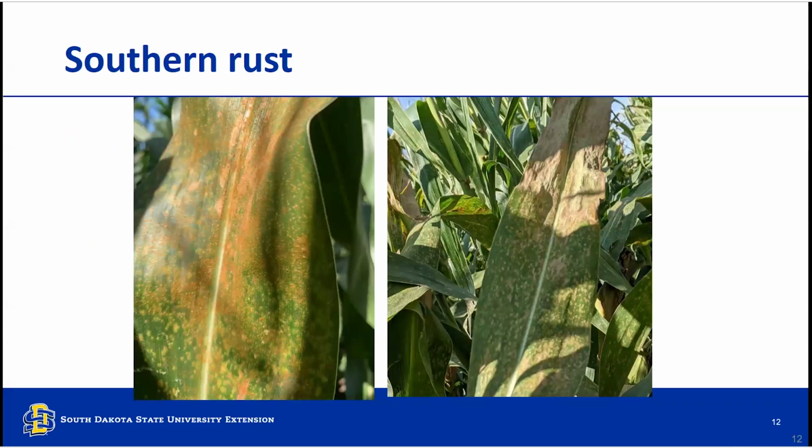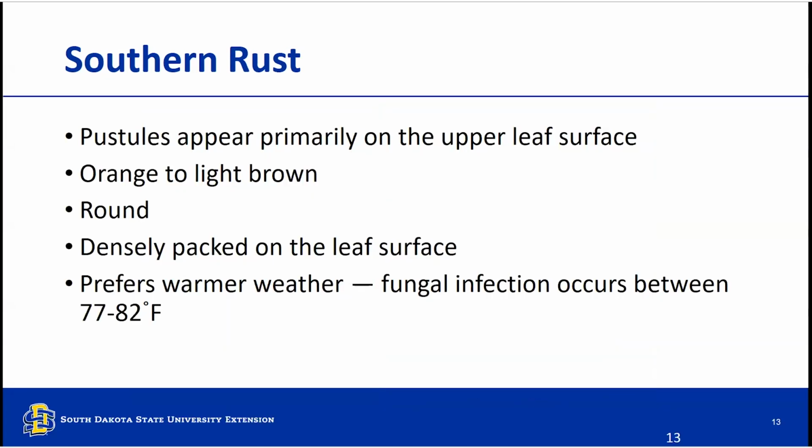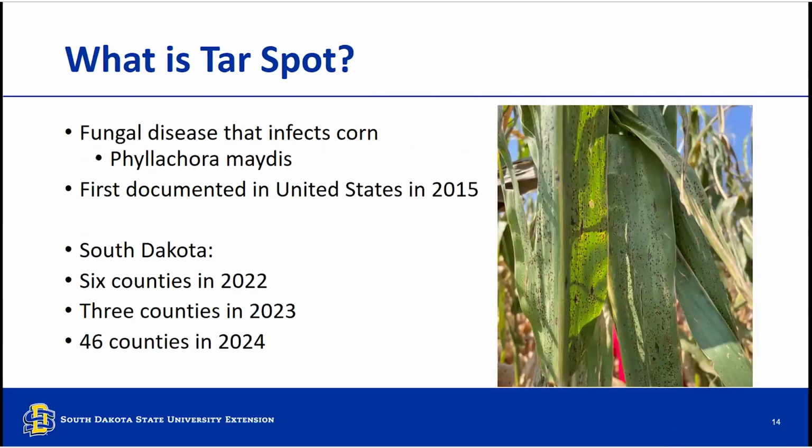Now, southern rust, which we saw a lot of last year, and we saw quite a bit in 2024 also. Those lesions or pustules appear primarily on the upper leaf surface. They're orange to light brown, again, a little bit smaller in shape, so a little bit round. They're densely packed, and they like that warmer temperature. Anyhow, we'll talk more about southern rust as we go through.